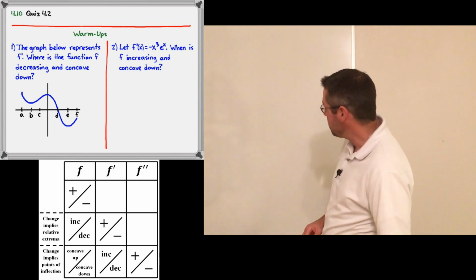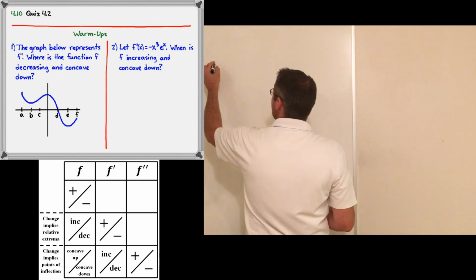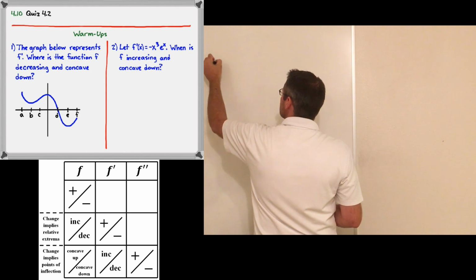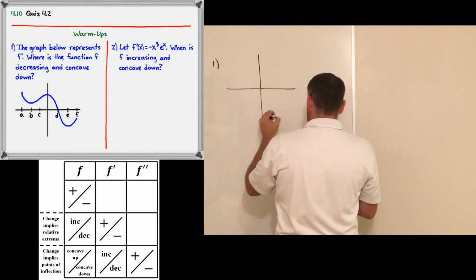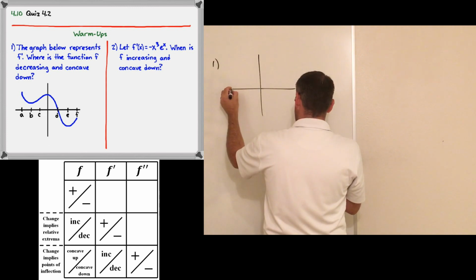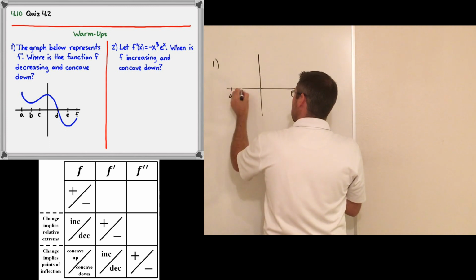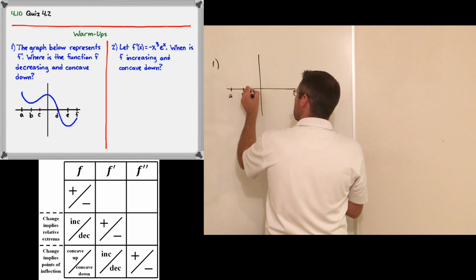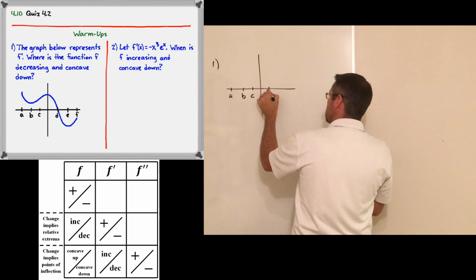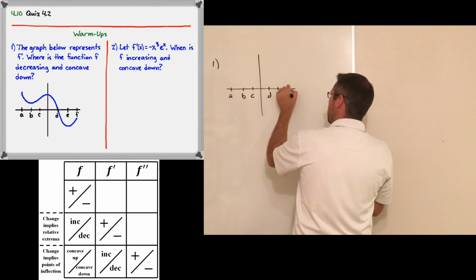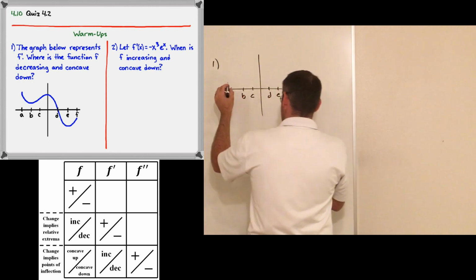The first problem is a graph of f prime, and it gives us some critical points here, some x values that we want to consider. It's got a point, something going on at A, something going on at B, something going on at C. Same thing at 0, D, E, and F. So let's go ahead and graph this out.